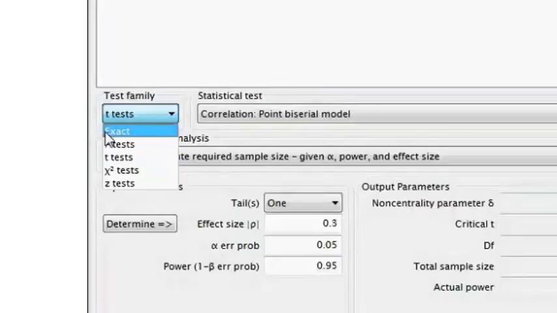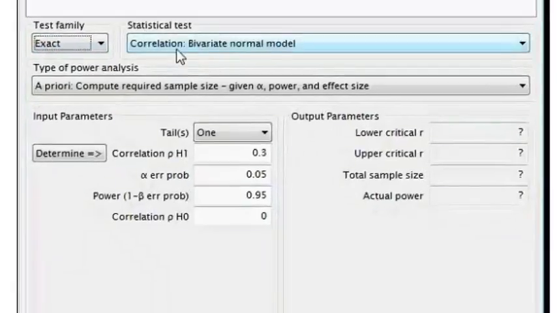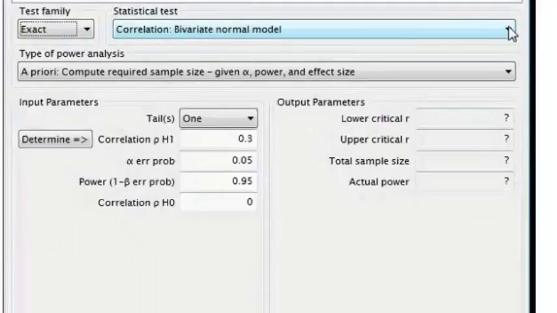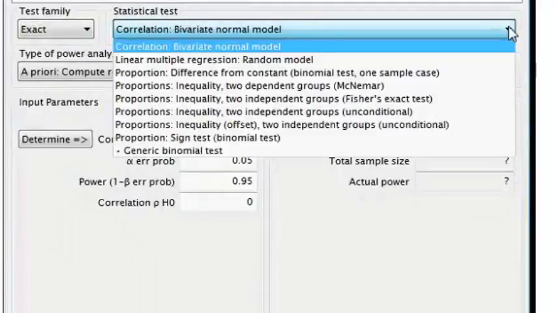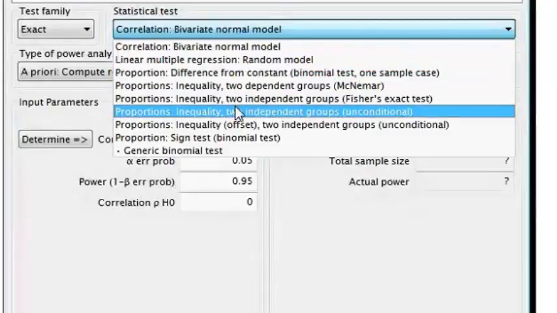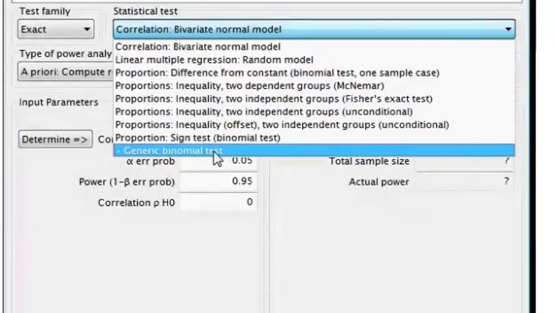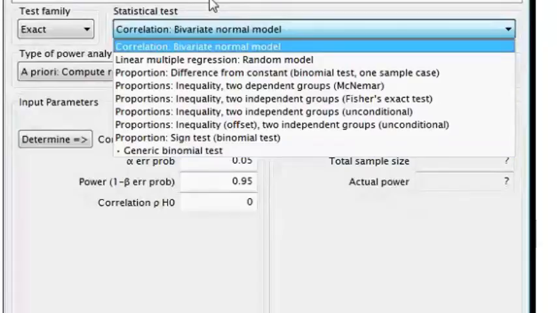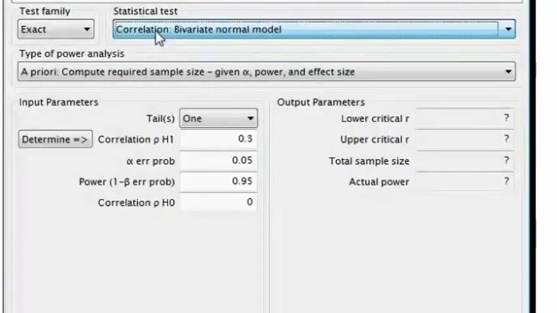So exact, once you click the test family, this will be the subcategory for everything under that exact. So you got linear multiple regression, you got proportions. We don't do proportions here. We don't do the generic binomial test. So there's not a lot under exact except for the correlation. Bivariate normal correlation, that's a regular Pearson's correlation, okay?